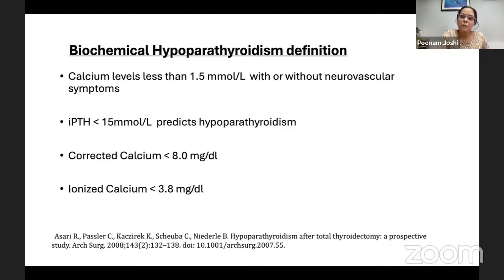So, what is the biochemical definition for hypoparathyroidism? It is usually calcium levels less than 1.5 millimoles per liter. There may or may not be mainly neuromuscular symptoms, and usually the intraoperative PTH, if done, is less than 15. If it is less than 15, which is the lower range of the normal parathormone level, it predicts hypoparathyroidism in the post-operative period. Usually the corrected calcium is again less than the normal range. The normal range varies as per the institution, but usually you take it from around 8 to around 10 or 11. So usually the calcium levels are less than 8 milligram per dL, and ionized calcium is less than 3.8 milligram per dL.